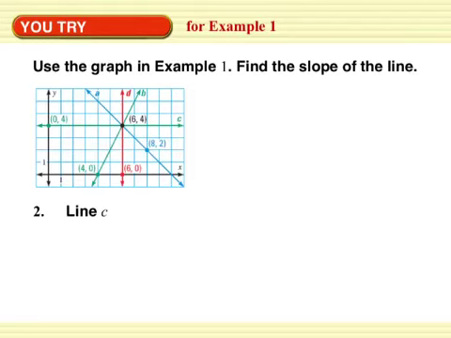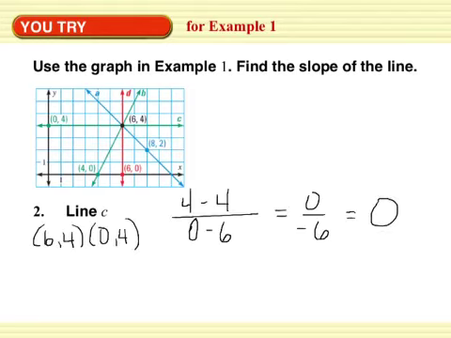Okay, try on your own, line C. For line C, I picked two points and did change in y over change in x, and got 0 over negative 6. We learned that horizontal lines have a 0 slope. Okay, horizontal lines have a 0 slope.